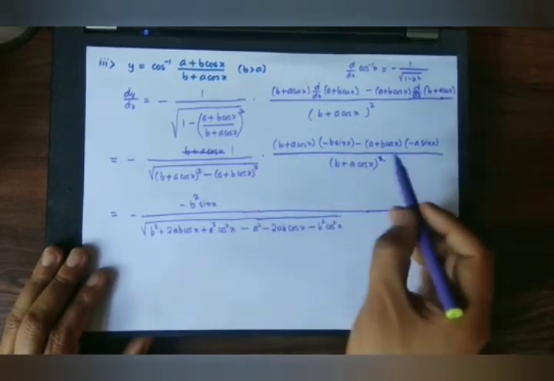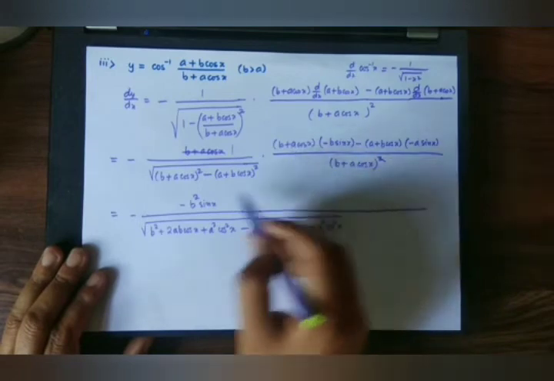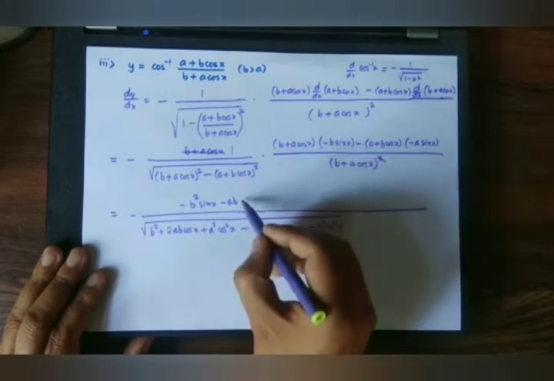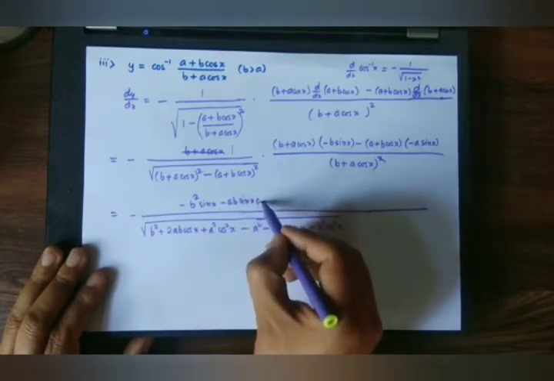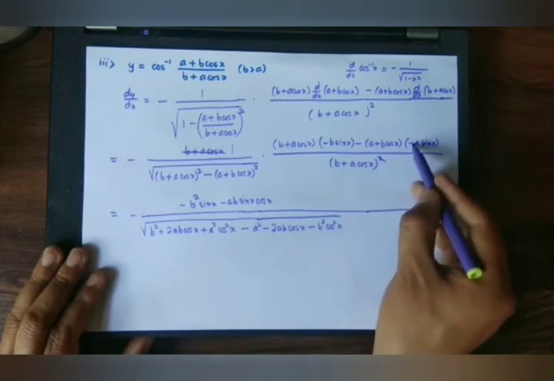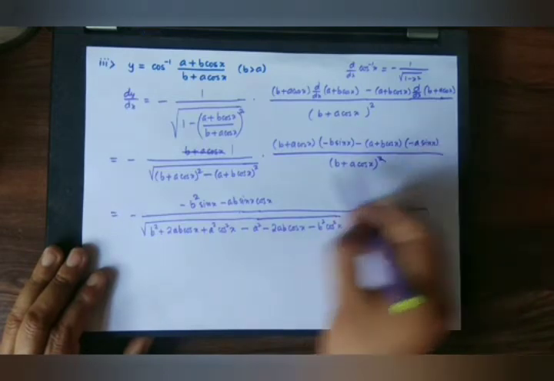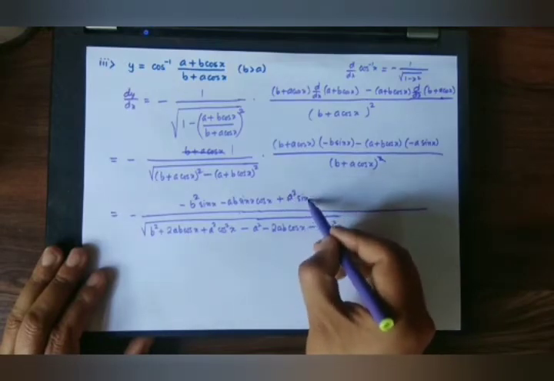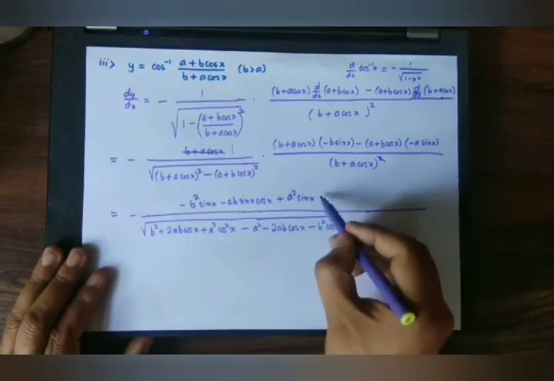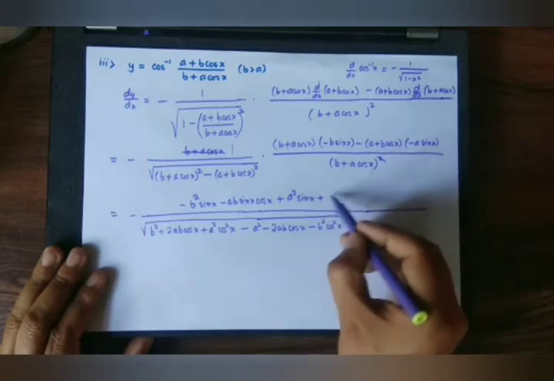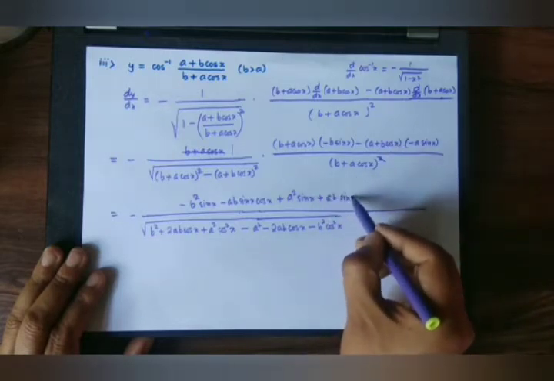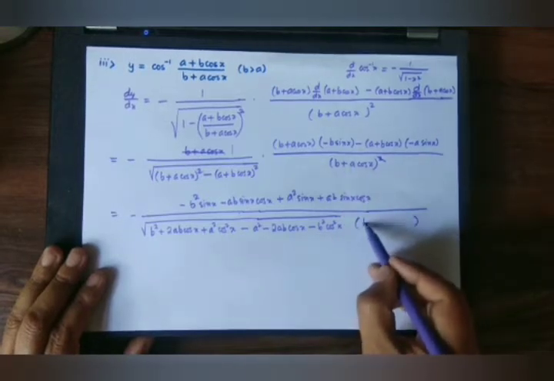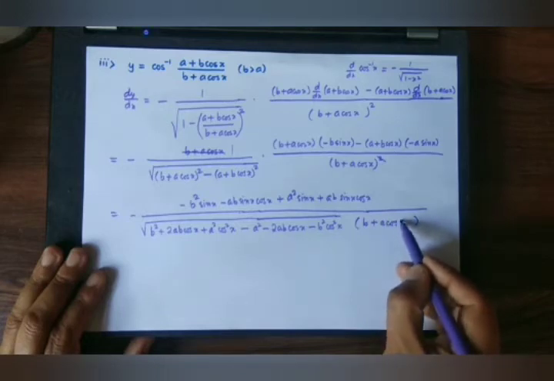Okay, minus into plus is minus, so a into b is ab, sin x into cos x is sin x cos x. Now minus into minus is plus. So that's why it's going to be plus a into a squared sin x. Okay, a into b, sign is plus, so a into b is ab sin x cos x. And there is one more term left out there, that is b plus a cos x.